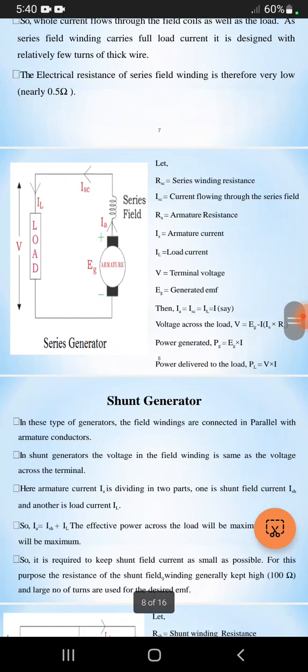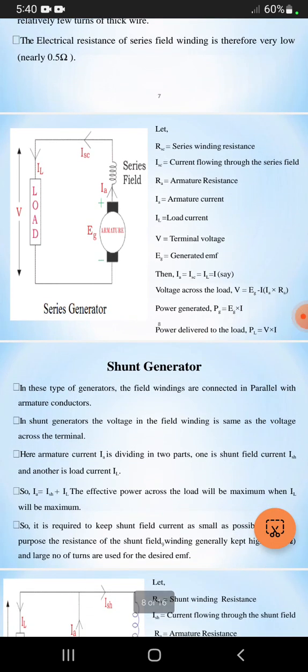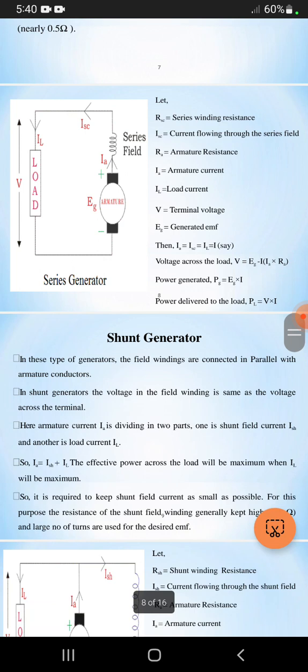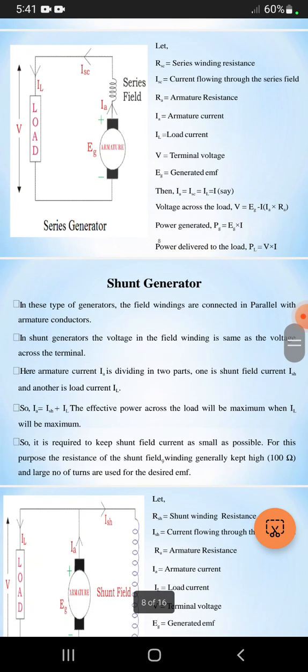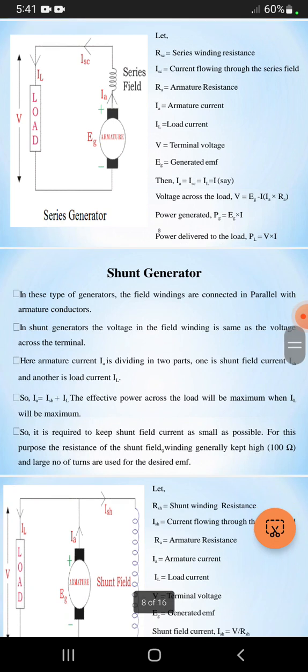Then let's go on to the shunt generator. In this type of generator, the field winding is connected in parallel with the armature conductor. In a shunt generator, the voltage across the field winding is the same as the voltage across the terminals. Here the armature current I sub A is divided into two parts: the shunt field current I sub SH and the load current I sub L. So I sub A is equal to I sub SH plus I sub L.